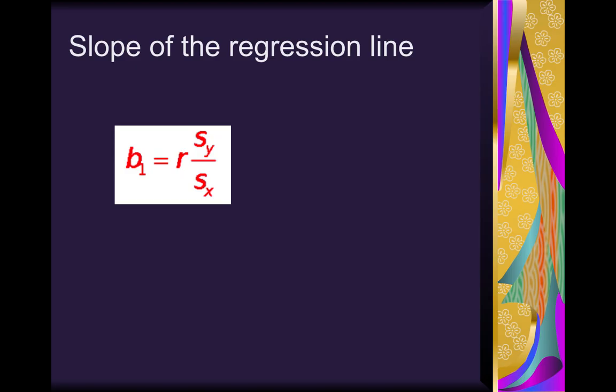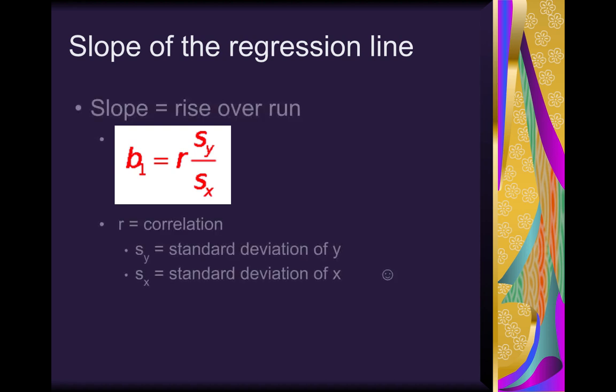We're going to continue looking at linear regression and look at slope and y-intercept today. We're going to start with the slope. And if you remember from algebra, slope is rise over run, so the change in y over the change in x. And that doesn't really change here.